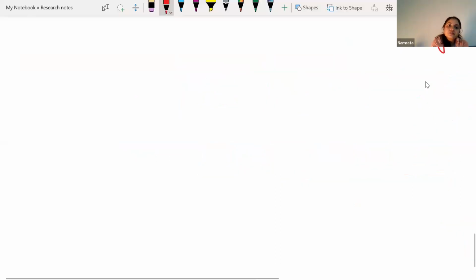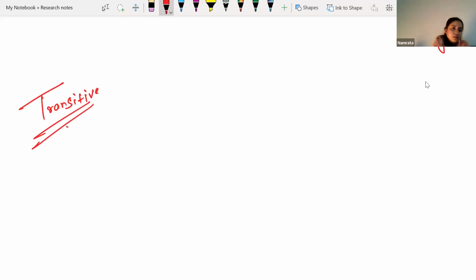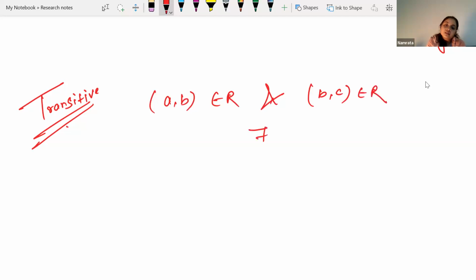Let's move to the next one, that is transitive relation. According to the definition of transitive relation, if (a, b) belongs to set R and (b, c) also belongs to set R, then (a, c) must be there in set R. If (a, b) is there and (b, c) is also there, then and only then we will check whether (a, c) is there or not. If (a, b) is there and (b, c) is not there, then we don't need to check it.